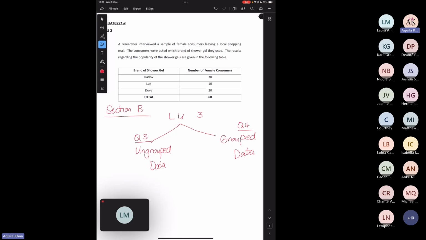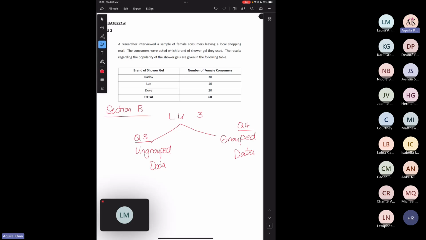This week's session will be focused on the ungrouped data, and then next week's lecture will go through the grouped data. So, just so you know right from the start, this section will have options in your assignment as well as your exam, and you do not have to answer both of them. So, without further ado, let's look at the type of questions.